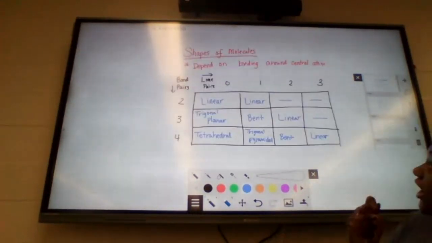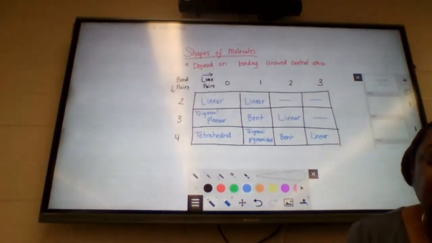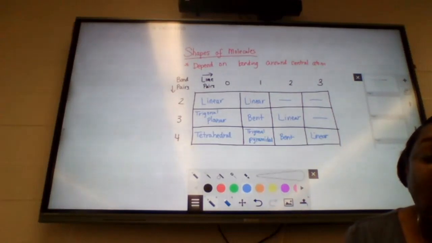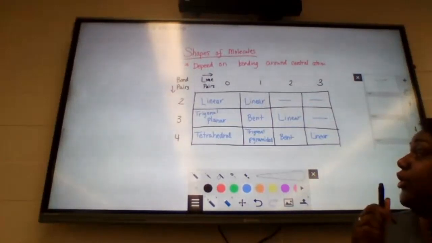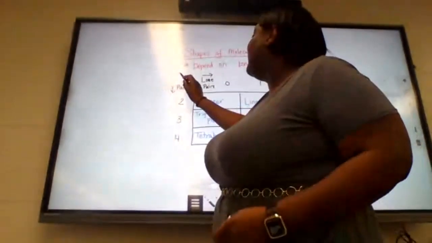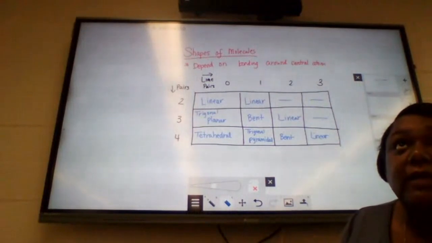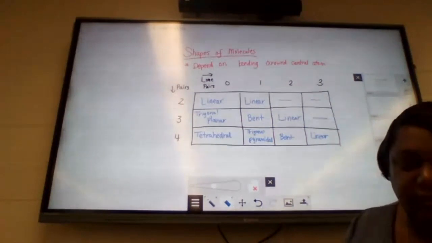And what you need to know is that the shape depends on your central atom and how many pairs of electrons it has around it. And when we say pairs of electrons, we're talking about, do we have bond pairs or do we have lone pairs? You have to count all of those to know how many pairs of electrons there are. Here we're looking at just how many pairs of electrons there are. When you're considering triple bonds and double bonds, they only count as one pair of electrons.